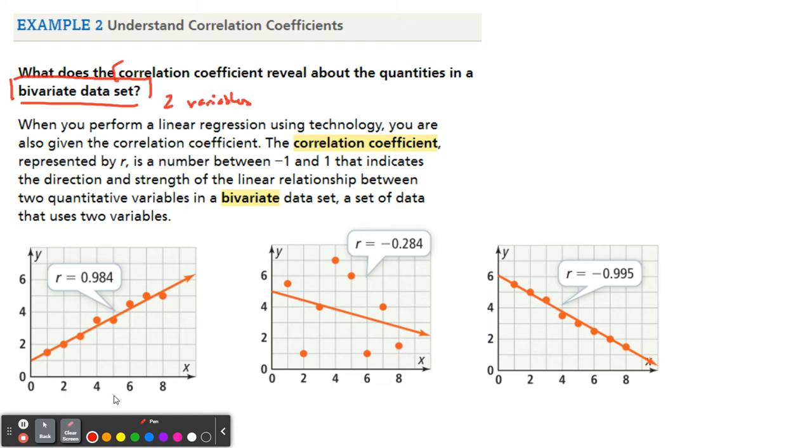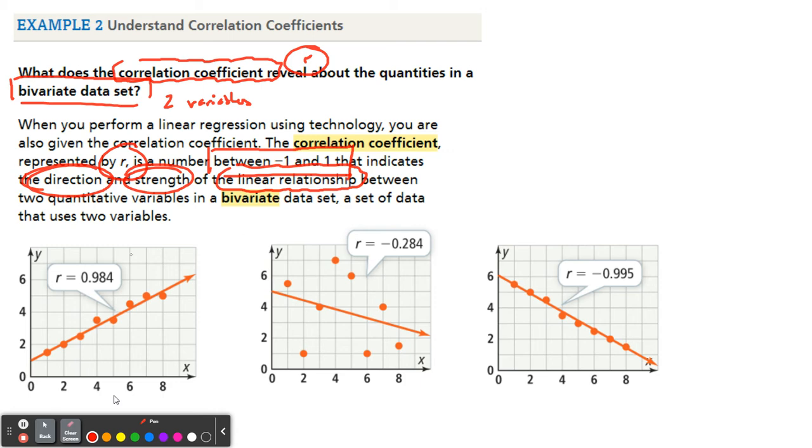And we're going to look at what's called the correlation coefficient. This correlation coefficient is represented by the letter R. Okay, so it's right down here. The correlation coefficient, represented by the letter R, is a number between -1 and 1. And it indicates two things: the direction and the strength of a linear relationship.